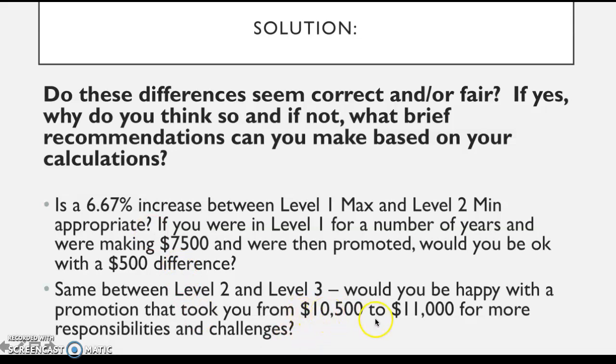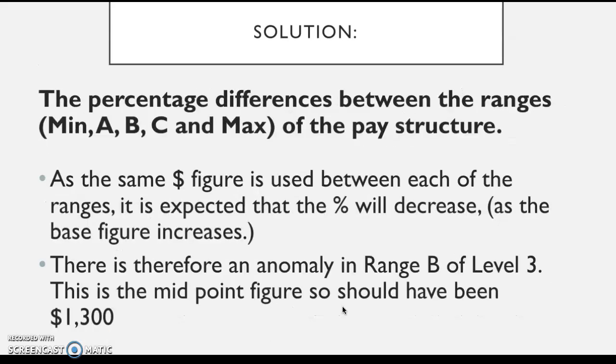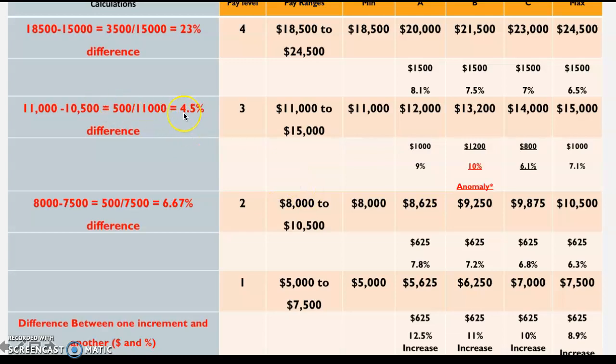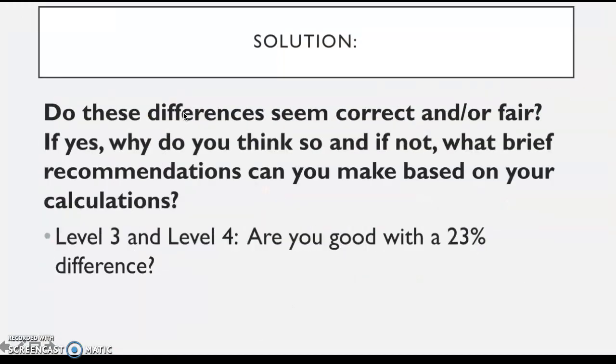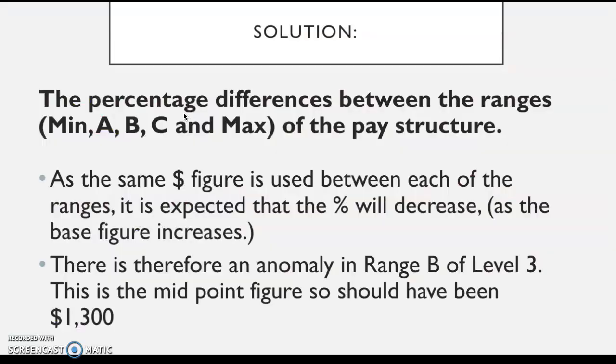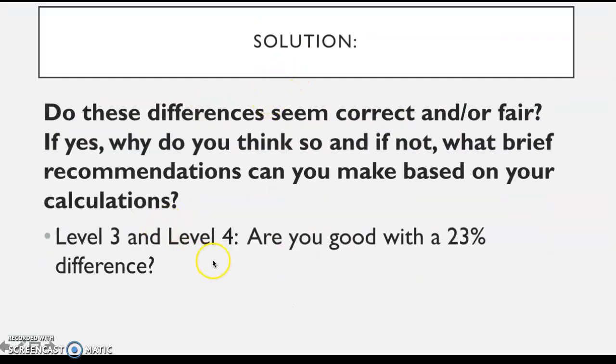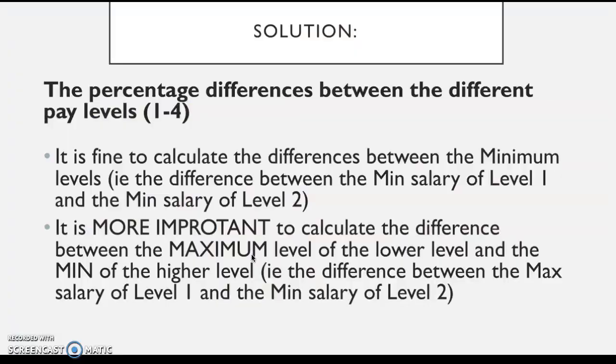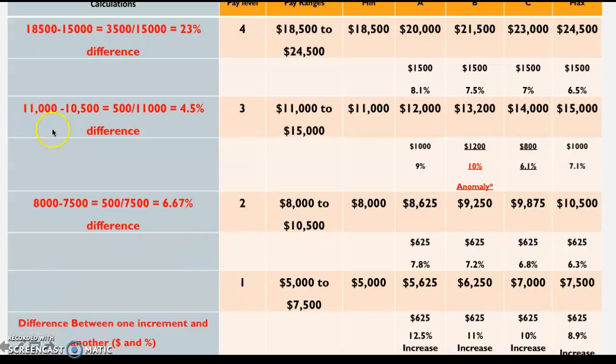Worse yet, between level 2 and 3, let's say you were on the max of level 2 at 10.5 and you got promoted to a new level in the organization's compensation structure and you're going up $500, that only looks like a 4% increase, or 4.5% increase. So those are the kind of things I was looking at. The last one would be if you were going from level 3 to level 4, it's a 23% increase. And I'm sure many people would be quite happy with that. But again, maybe it doesn't augur well for equity at lower levels, from here to here to here.